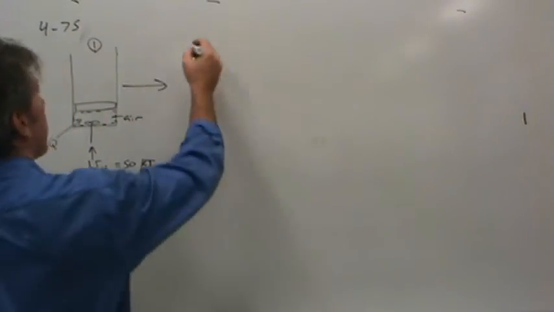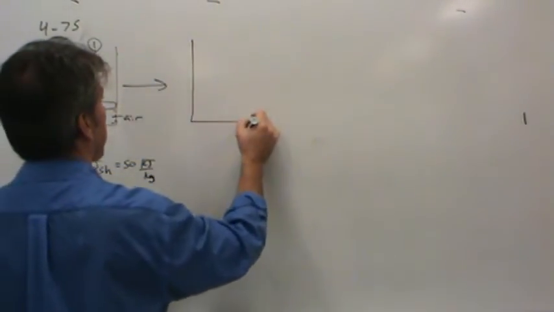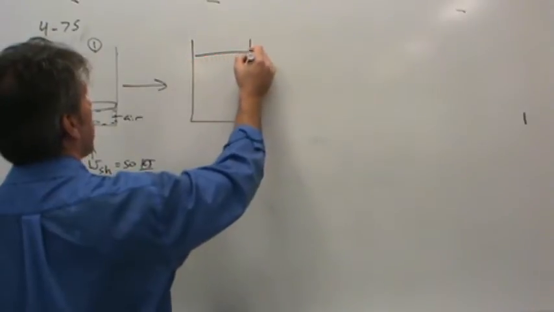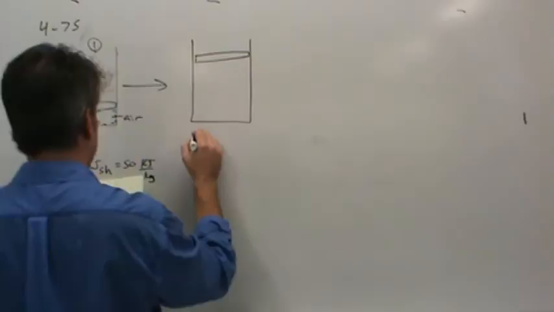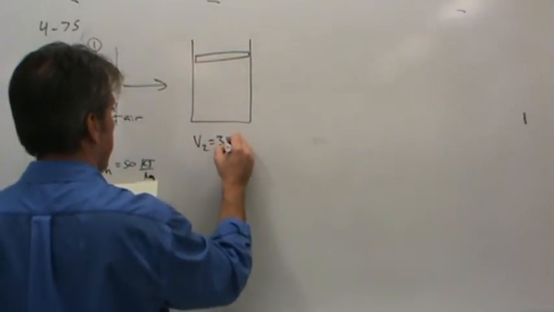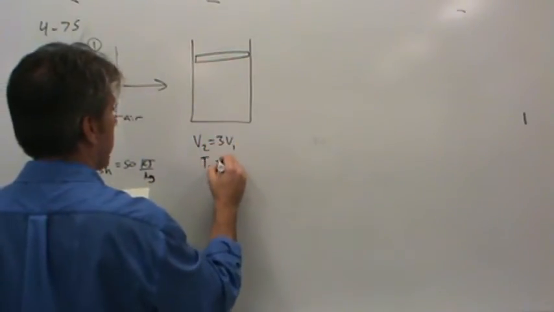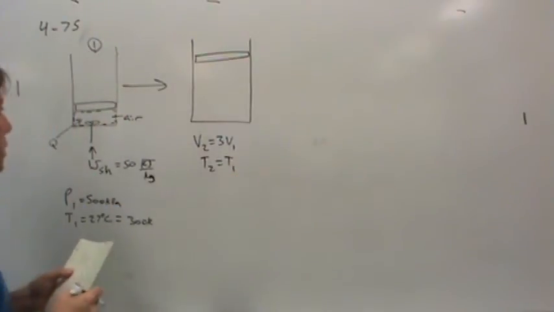And notice we don't know the pressure in state 2 because we're told that it is a variable load piston cylinder device. So the pressure in state 2 is unknown. What we do know, however, is that the volume in state 2 is 3 times the volume in state 1. And we were told that the temperature remains constant.